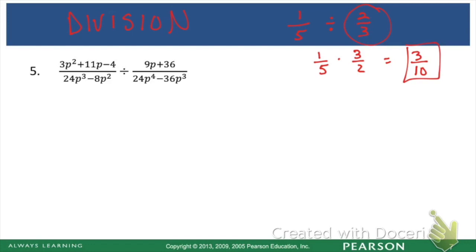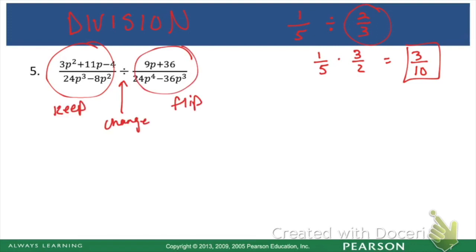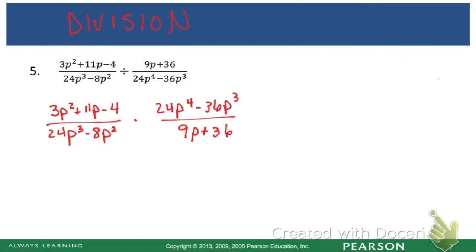Okay, same concept, but uglier. So before I forget, I'm going to keep, change, flip this thing. So I'm going to keep this first fraction, change my division to multiplication, and flip this second fraction. So I'm going to do that first. Okay, so now it looks like the last one we did. It's multiplication, but before I multiply anything, I'm going to factor first, and hopefully stuff will cancel. So take a minute, pause the video, factor everything that you can possibly factor, and let's see if anything cancels.